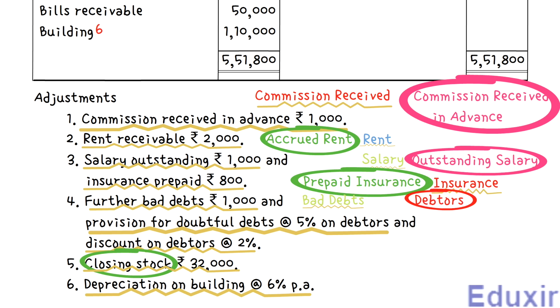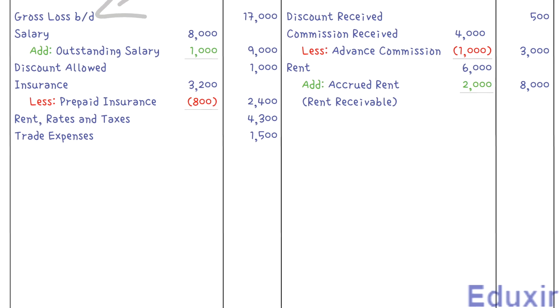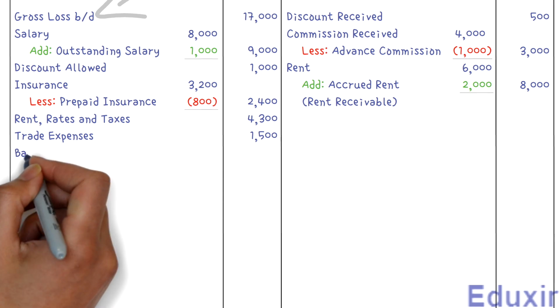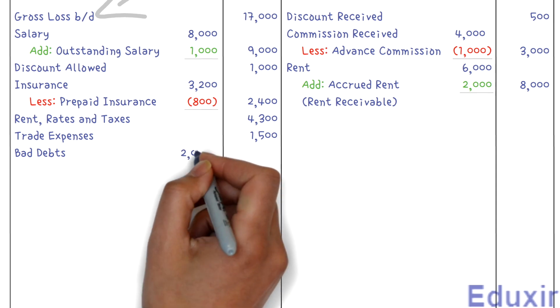As we can see, we should make the adjustment for provision for doubtful debts also. But with the information that is available to us so far, let's first post the bad debts related balance into the profit and loss account and then come back and dig into the provision for doubtful debts. Let us first write bad debts on the expenses or debit side of the profit and loss account. Let us also write the bad debts amount of 2000 rupees.